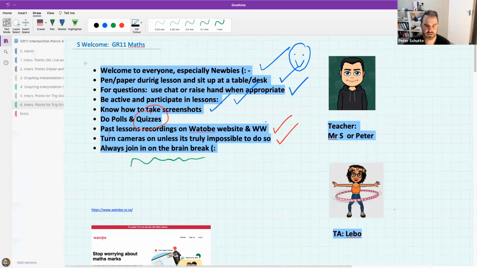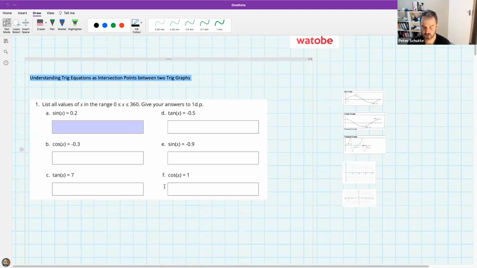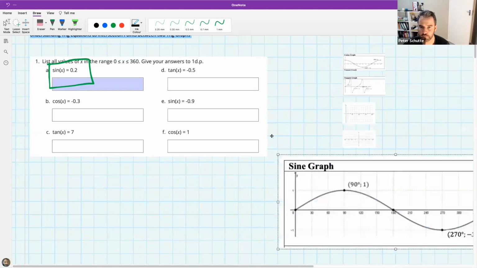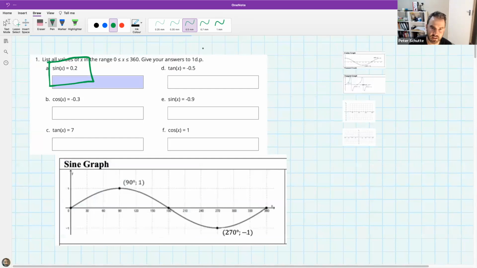So in the last lesson, we just took a bit of time to make sure we knew how to solve trig equations. And I basically showed you that when you think of solving a trig equation like this one, sine of x equals 0.2, there's a 3-step method that you can follow to find a solution. But another important interpretation of what sine of x equals 0.2 means is it's the same as saying, where does y equals sine x intersect with y equals 0.2?